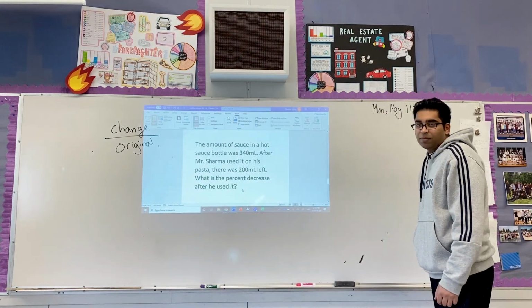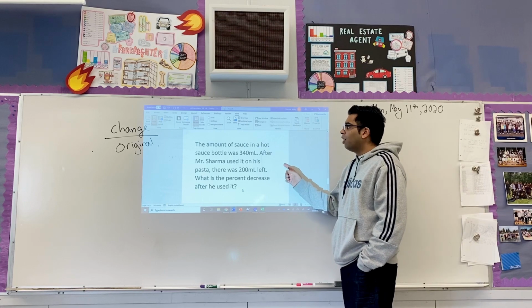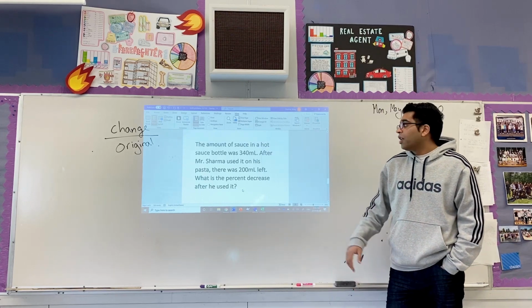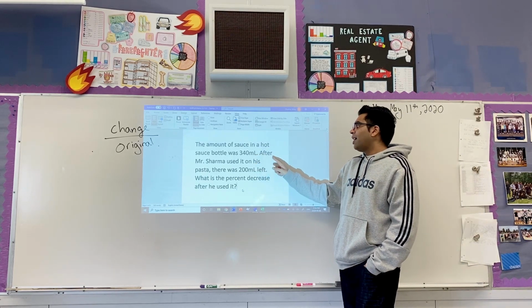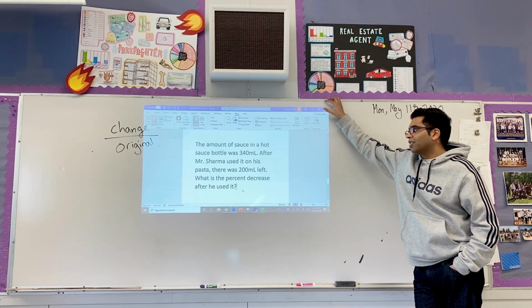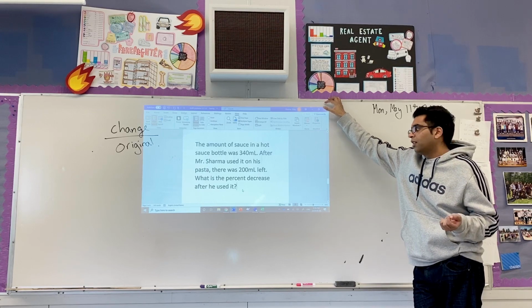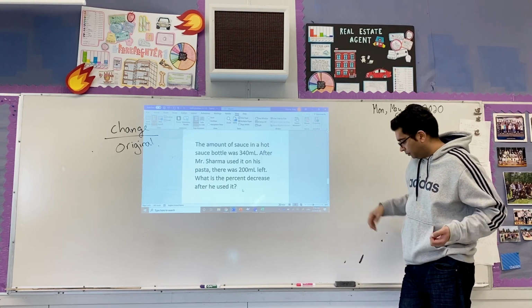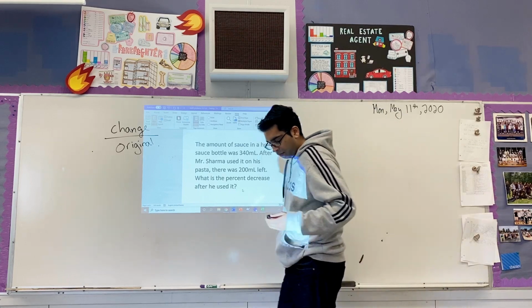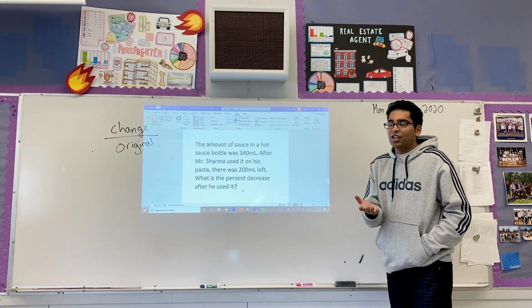Okay, so I like my food pretty spicy. The amount of sauce in a hot sauce bottle was at the start 340 milliliters. After I used it on my pasta, there's 200 milliliters left. What is the percent decrease after I used it? So, change over original. This will get you your answer. How much has changed in this?